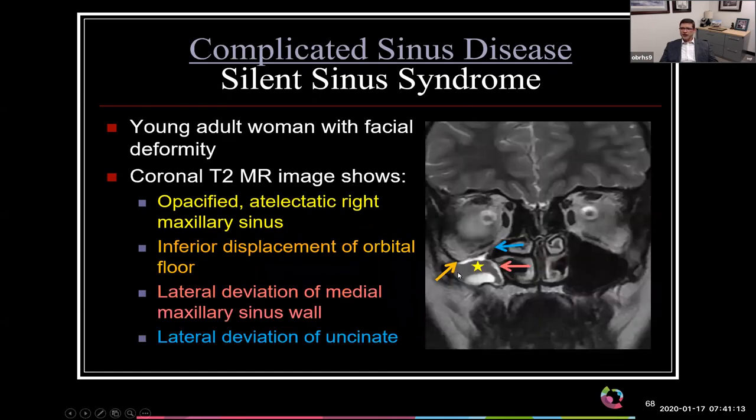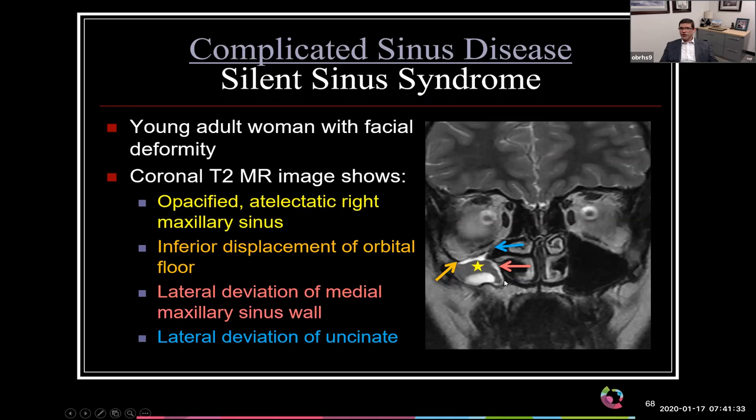Here's another patient on MRI. Again, complete opacification of the maxillary sinus. There are some areas of inspissated secretions or proteinaceous content, inferior displacement and abnormal contour of the orbital floor compared to the normal location and the normal slope on the normal side.